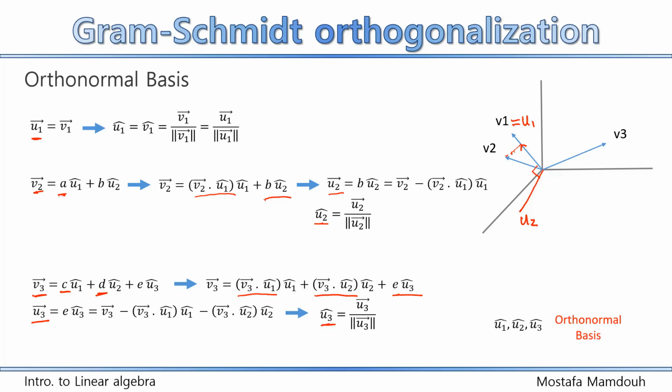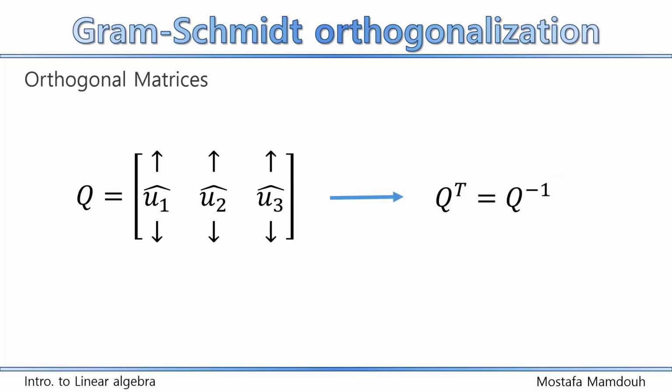Now you may wonder why we want to get an orthonormal basis. The answer is orthogonal matrices, because if we stack those orthonormal bases u1, u2, and u3 unit vectors inside a matrix, then we say this matrix is an orthogonal matrix. So Q is an orthogonal matrix, and it has a really useful property, which is Q transpose is equal to Q inverse. And it is easy to prove this statement.